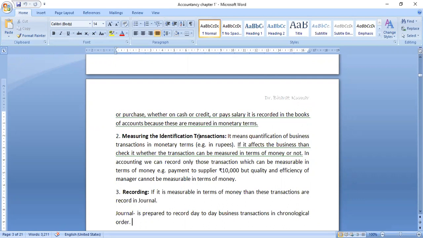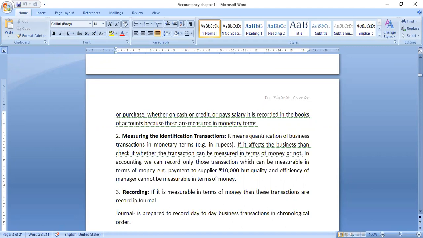Means if you feel that it's a business transaction and it can be expressed in terms of money, then you will go to the third step. अब बिजनेस ट्रांजेक्शन है और मनी में मेजरमेंट नहीं हो पा रहा है। देखो अकाउंट्स में एक बड़ा रूल फंडा है, सीधा सा फंडा है, जिस चीज की कीमत है वही रिकॉर्ड होगी, जिस चीज की कीमत नहीं है उसको रिकॉर्ड नहीं कर सकते, है ना?